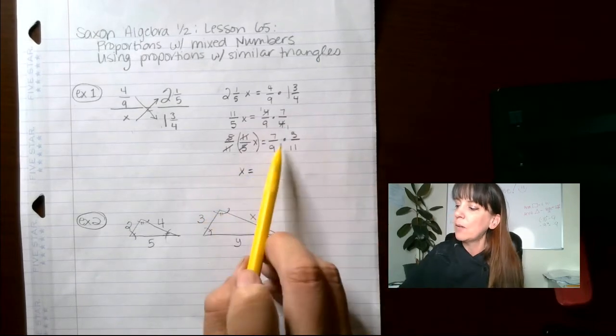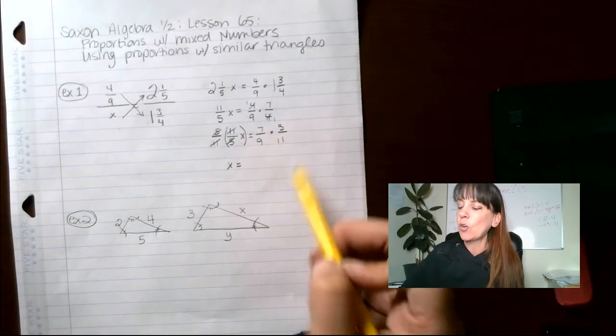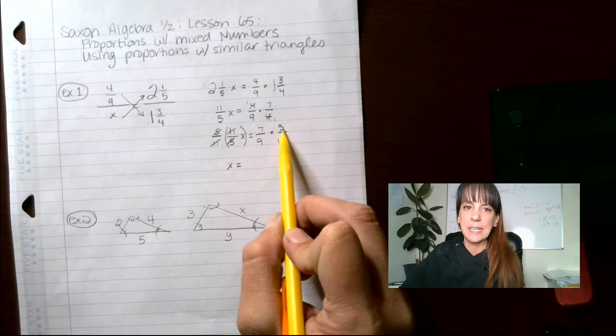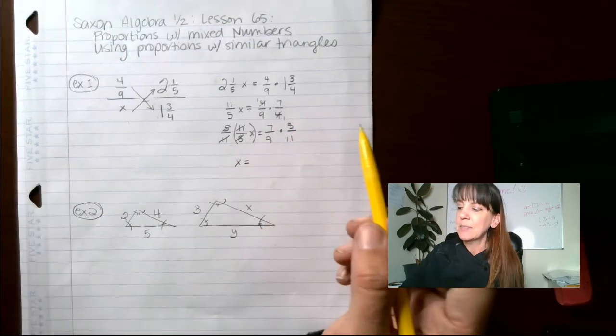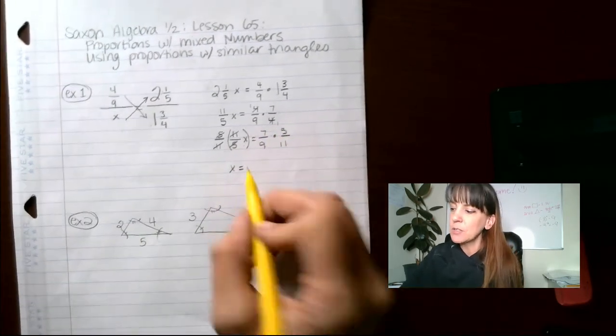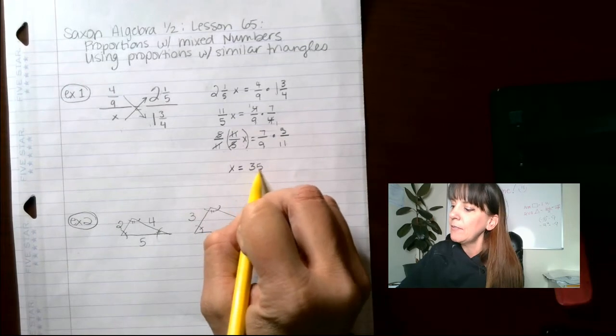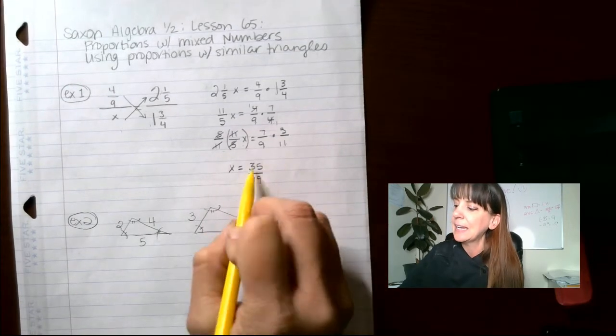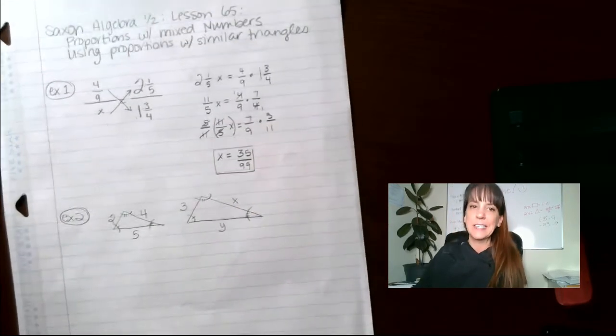X equals. Now, over here, there's nothing that I can cross cancel because these are all broken down. The 9 breaks down to 3 and 3, but there's no 3s upstairs to cross. So we get 35/99. That is our answer.